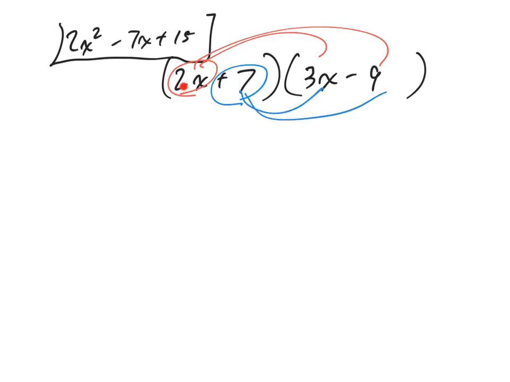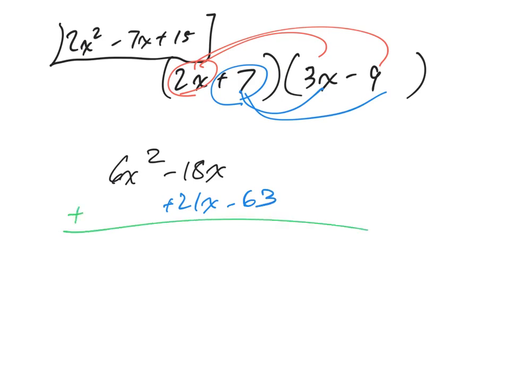So you would do 2x times 3x, which would get you 6x squared. You would do 2x times negative 9, which gets you negative 18x. And then you would do 7 times 3x, which gets you plus 21x. And then you do 7 times negative 9, which gets you negative 63. And then you would combine those and get 6x squared minus 3x minus 63.